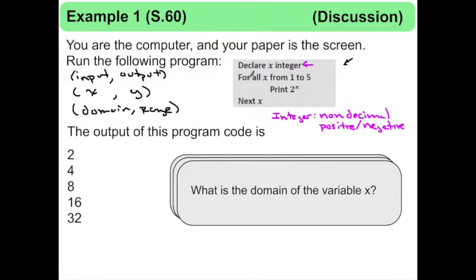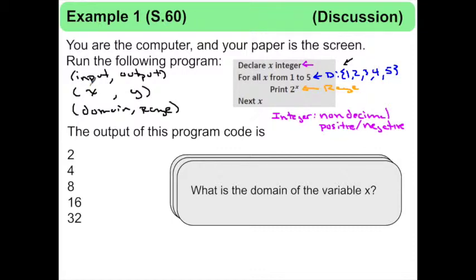If we look at the next line, it says for all x from 1 to 5. So that means they only want us to use for our domain 1, 2, 3, 4, and then 5. Only those integers, nothing in between 1 and 2 or in between 3 and 4, just 1, 2, 3, 4, and 5. And then they want us to take that information and print it, which is our range or our output for those given pieces.